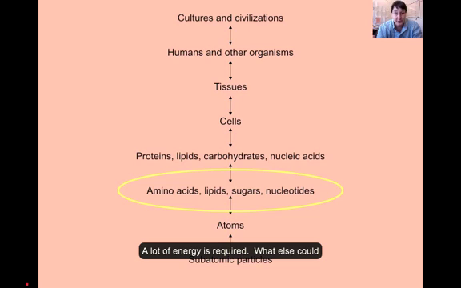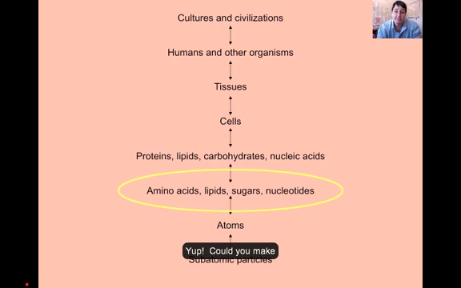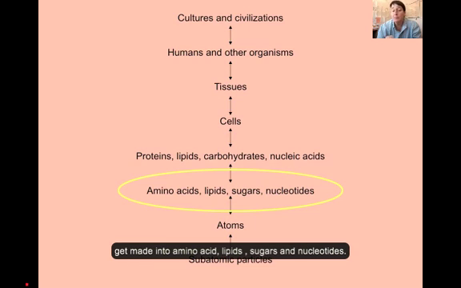A lot of energy is required. What else could you make out of that glass that I gave you with hydrogen, oxygen, nitrogen, carbon? Could you make a bacteria? Yep. Could you make something in the class of archaea? Absolutely. We're made out of the same exact molecules, the same exact atoms. Those atoms get made into amino acids, lipids, sugars, and nucleotides.